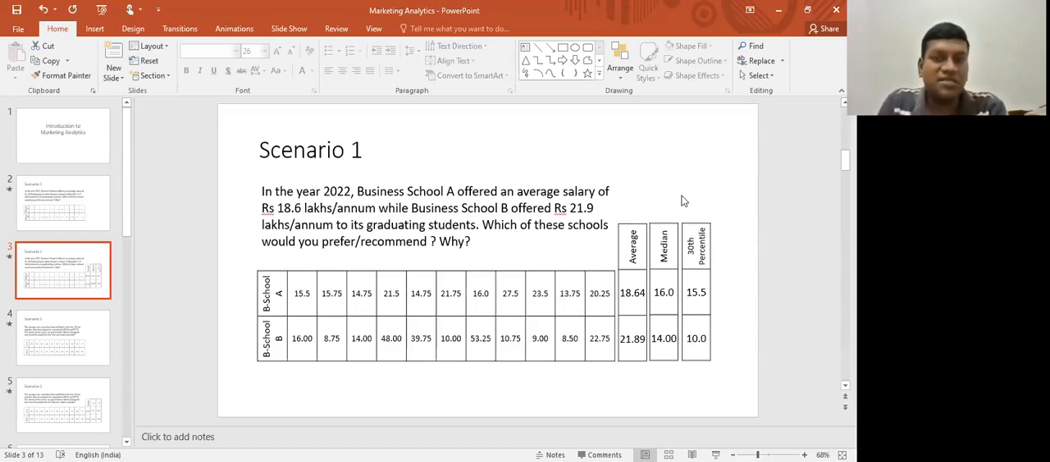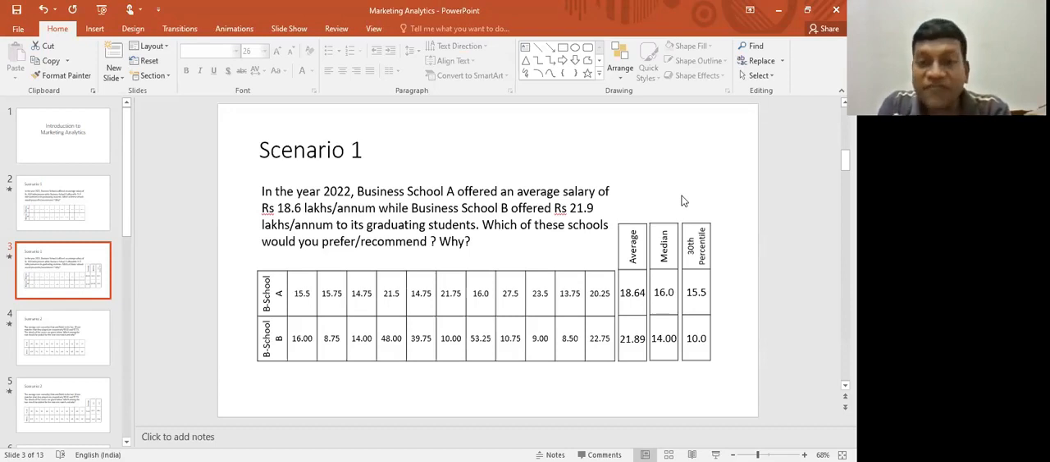Now let's put this data into perspective. For B school A, the average is 18.64, and for B school B, it is 21.89. If you just looked at the average, you will find that B school B is better, which is what some of you were saying, high risk, high reward kind of thing. 21.89 is certainly higher than 18.64. However, now you look at the median, this is where it becomes interesting.